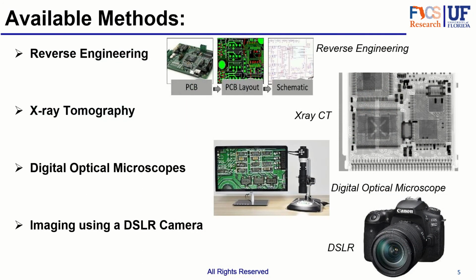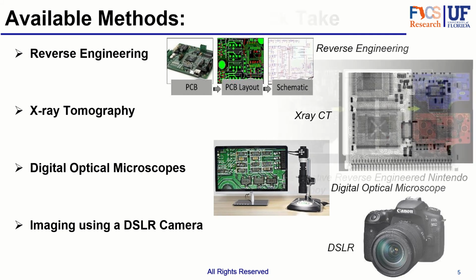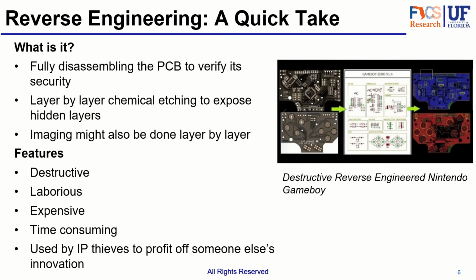There are a couple of available methods for PCB assurance: reverse engineering, X-ray tomography, digital optical microscopes, and imaging using a DSLR camera. We'll talk about these. So what is reverse engineering? You have to fully disassemble the PCB to verify its security, and you can also view it layer by layer by chemical etching, which exposes hidden layers. You can also take images of each layer. Unfortunately, it is completely destructive, also laborious, expensive and time-consuming, and it is used by intellectual property thieves to profit off of someone else's innovation.